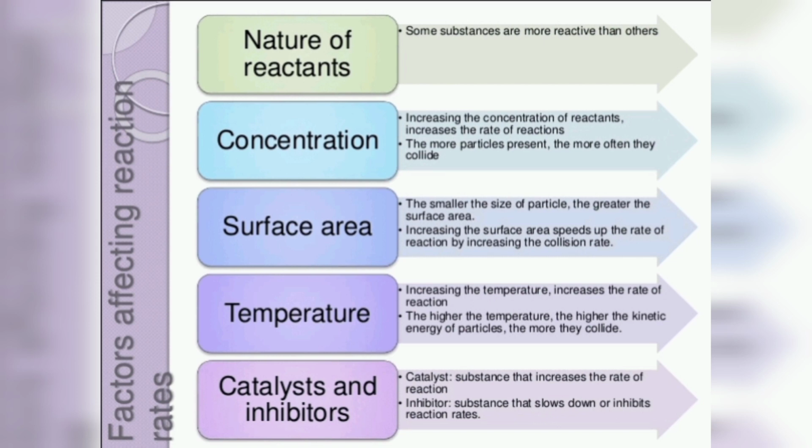So these are the six main factors that influence the rate of a reaction.